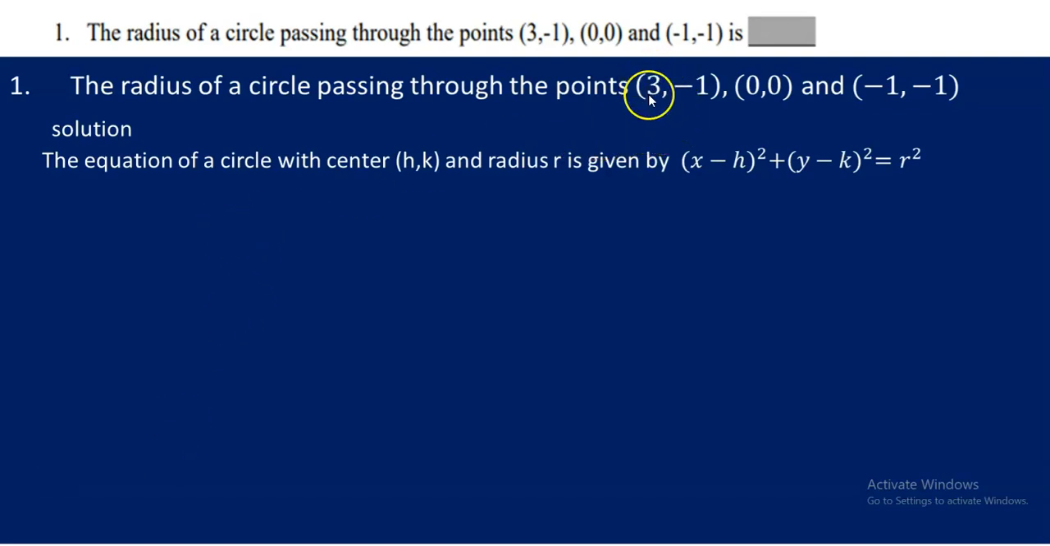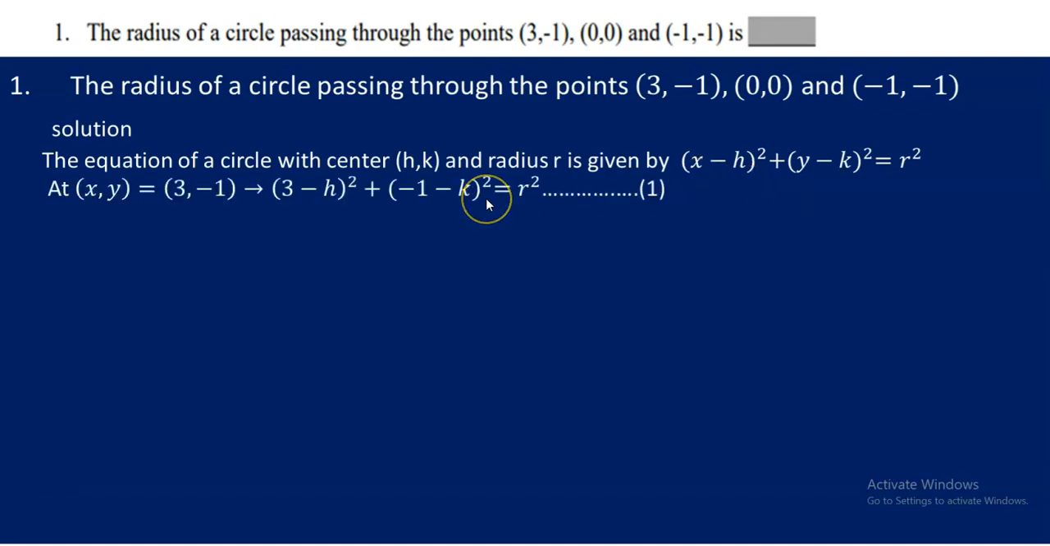In place of x, we are going to substitute these numbers. The first components of the coordinates are 3, 0, and -1. We need to put these 3 numbers in place of x one by one, and in place of y we need to put -1, 0, and -1. In doing so, we can obtain 3 different equations with 3 unknowns. So we can simply solve for the values of h, k, and r using this approach.